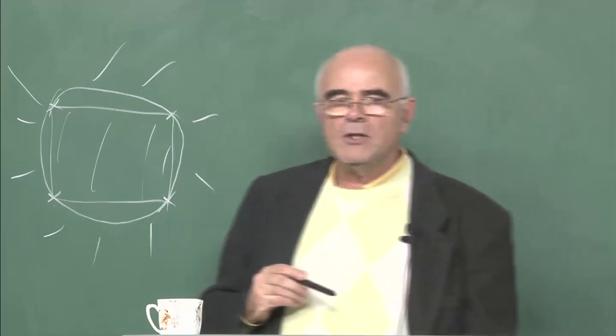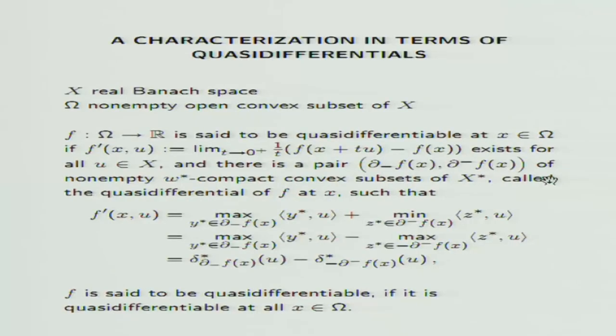I will present some results in the setting of Banach spaces, and I will mention the differences with the finite dimensional case. Well, first of all, I recall here the definition of quasi-differentiability, which basically says that the one-sided directional derivative, which is always positively homogeneous, can be expressed as a difference of two convex and positively homogeneous, that is to say sublinear, functions. Those functions are support functions of compact convex sets, in this case with the weak star topology, and the pair formed by these two sets is called the quasi-differential of the function at the point.